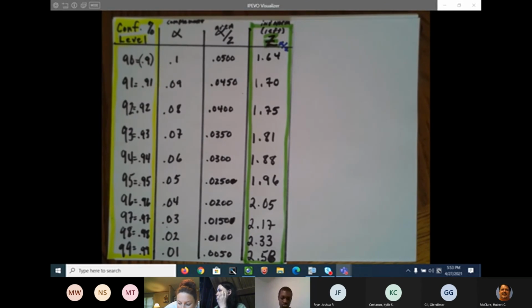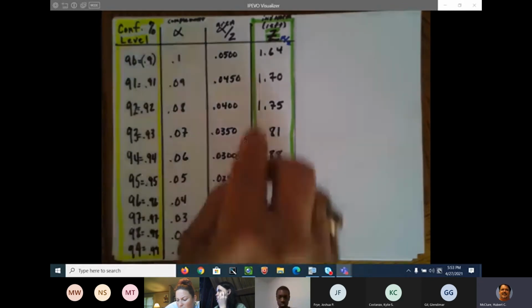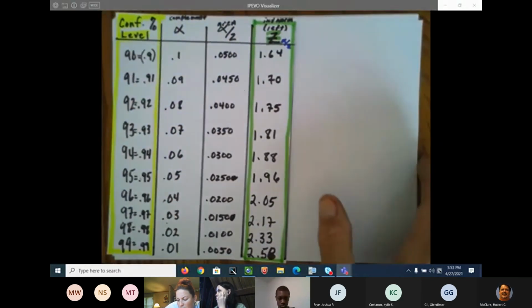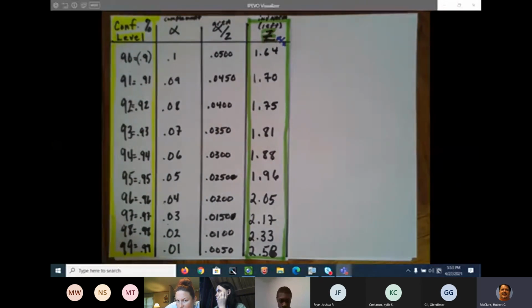And then the last one you said inverse norm, and Z. This is your Z score, Z sub alpha over 2. It matches up with this area. And I'll show y'all how to do this in just a second. As soon as everybody gets it written down, I'm going to start.